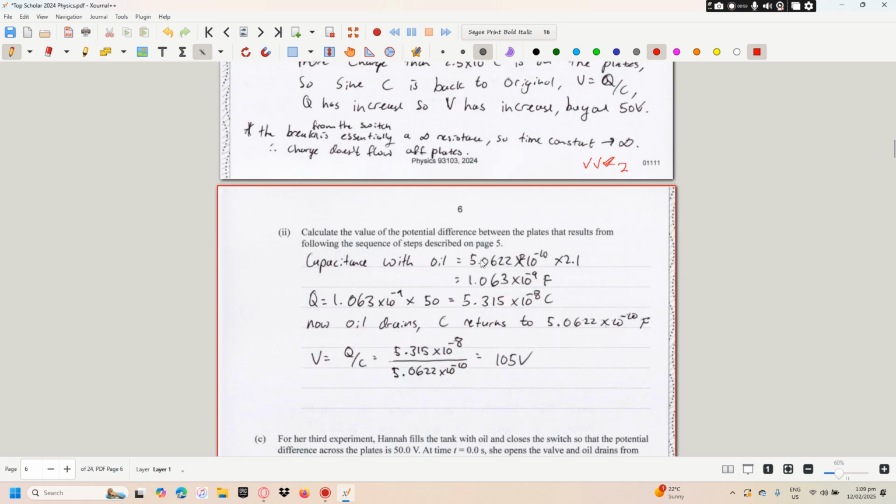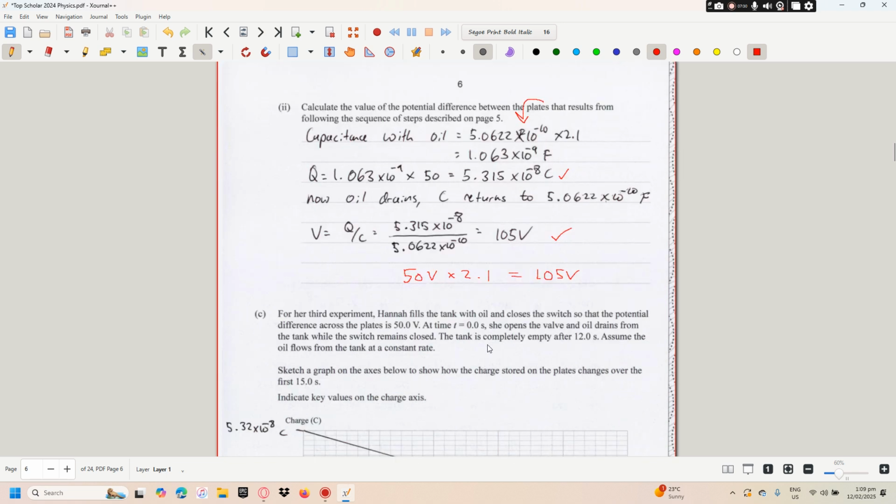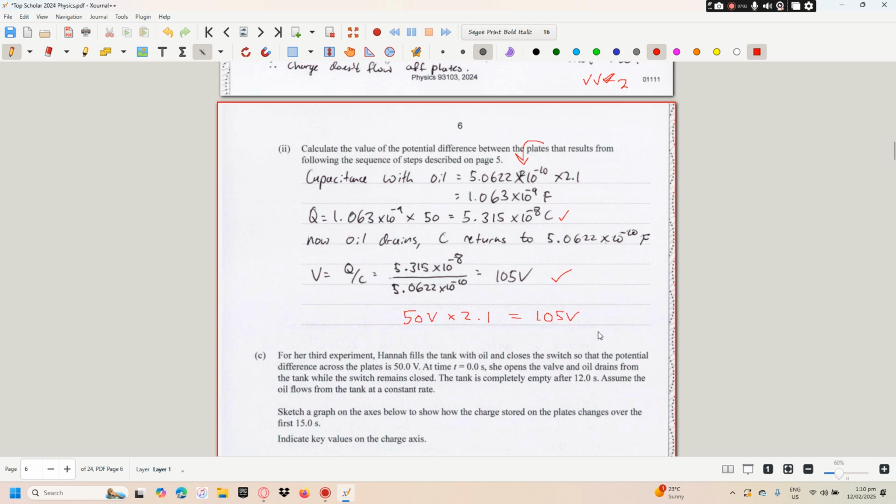This is just a calculation question. The capacitance with the oil will be the original capacitance multiplied by 2.1, because that's the dielectric, and therefore Q will be the new capacitance times 50 volts, which equals that. And when the oil drains, C returns to this, so the new voltage is 105 volts. I'm pretty sure you could have actually just taken 50 volts and multiplied by 2.1 to get 105 volts as well, but this way works too. So that'll be 1 mark.